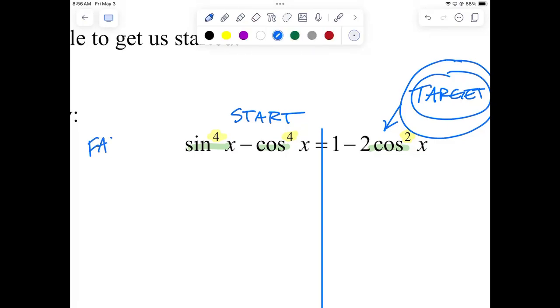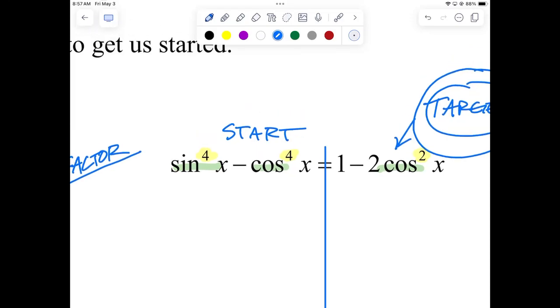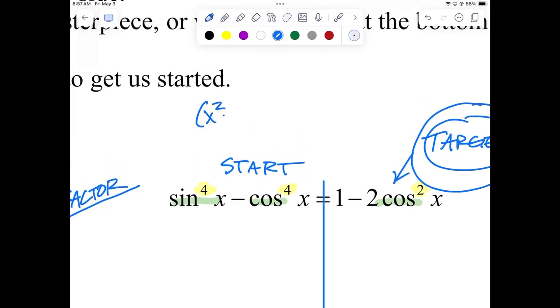There, who said that? We're going to factor it. Yeah, we're going to factor it. Okay? This is actually a difference of 2 perfect squares. If you had x squared minus y squared, that's equal to x minus y times x plus y.